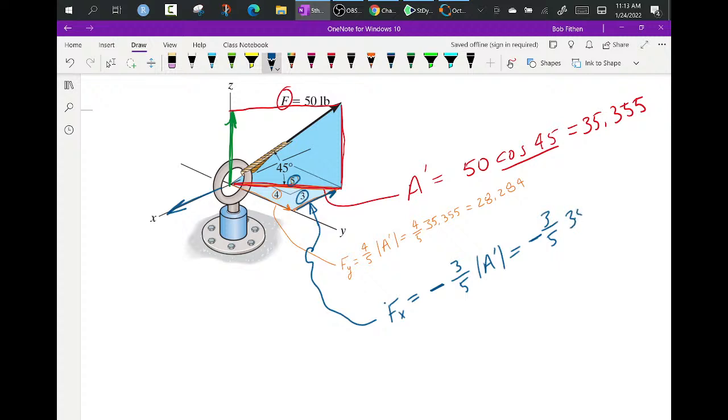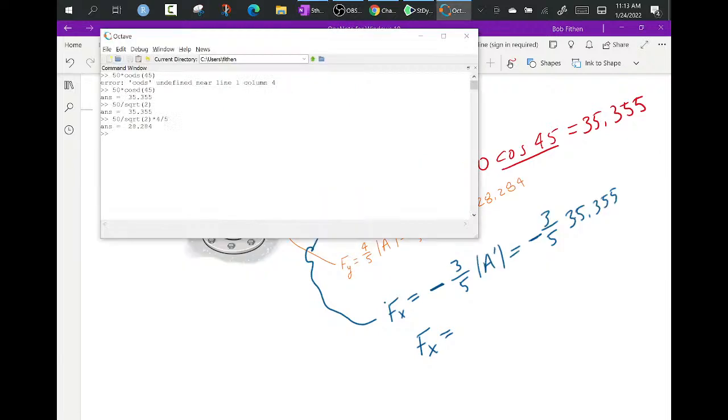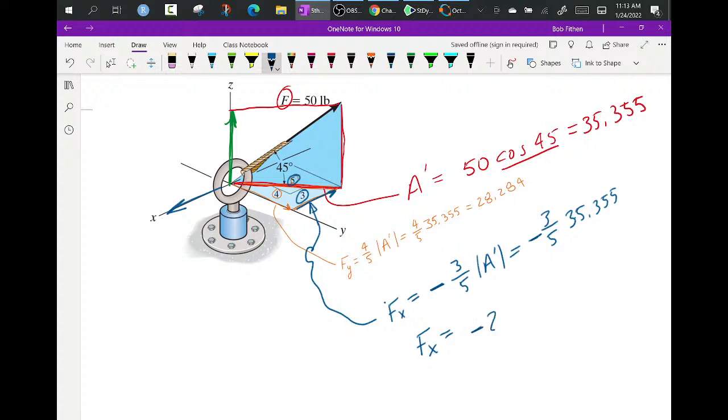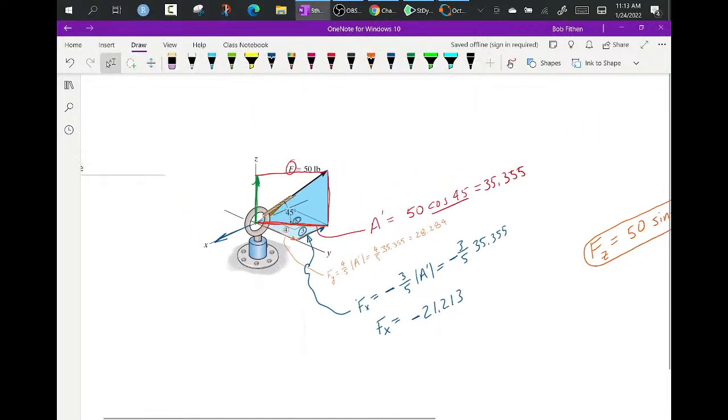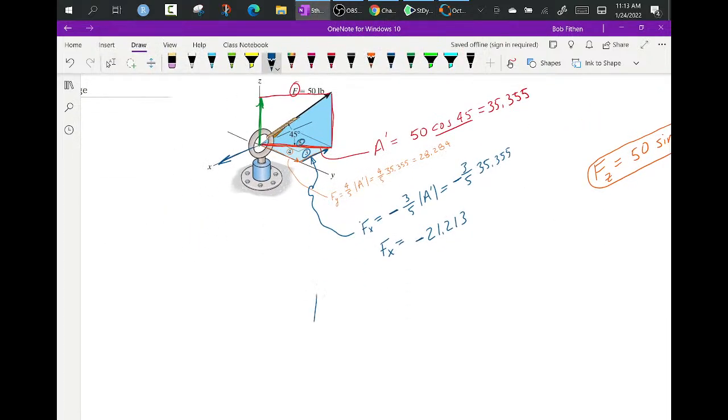That is 35.355. And so Fx is going to be slightly smaller, 21.213, if I'm not mistaken. Now, what I'm going to do is write this vector out.